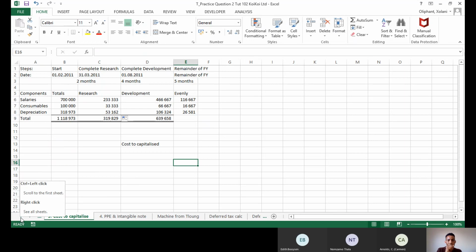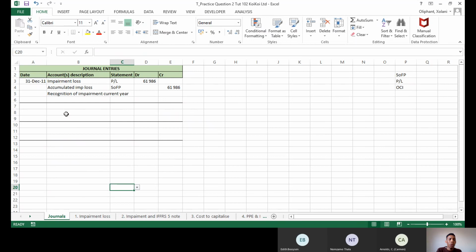Now let's actually see what the journal entry would have looked like, right? So we will say the 1st of August 2011, right? We would have said internally generated, and so on. Okay, I'm trying to think now, okay, let's start with the research. We'll say research costs.